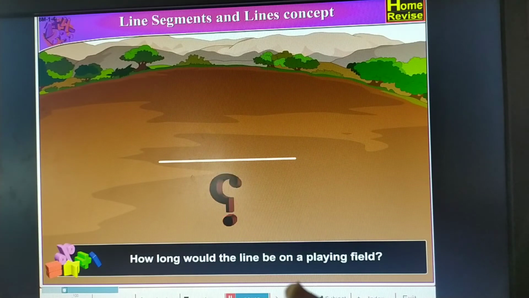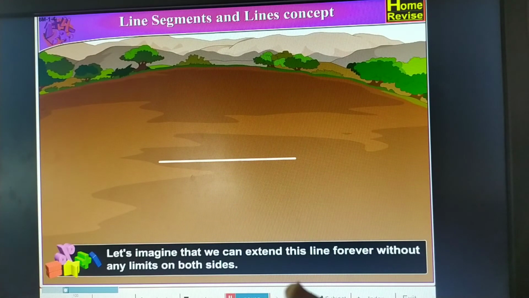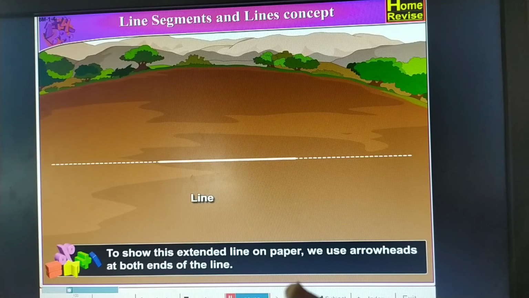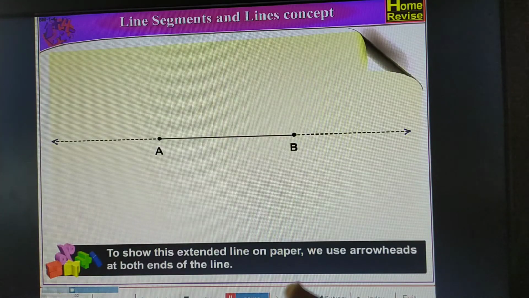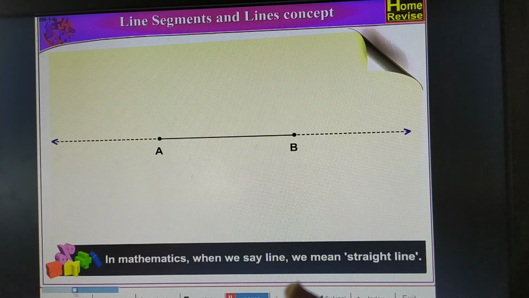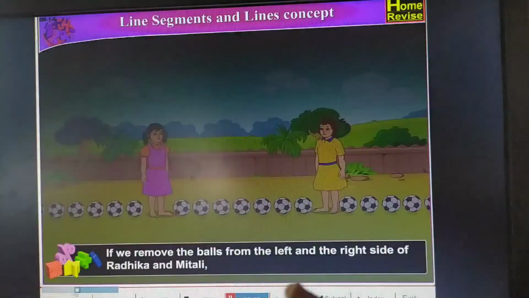How long would the line be on the playing field? Let's imagine that we can extend this line forever without any limits on both sides. To show this extended line on paper, we can use arrowheads at both ends of the line. In mathematics, when we say line, we mean straight line.